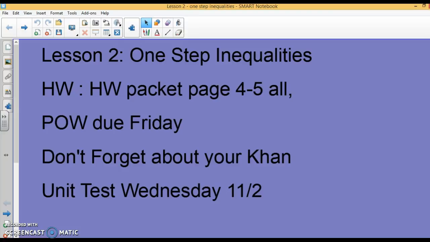Inequalities, Lesson 2. It's Unit 2, Solving Inequalities, Lesson 2. The homework that goes with this is page 4 and 5 in the packet. This is other information that you may need.